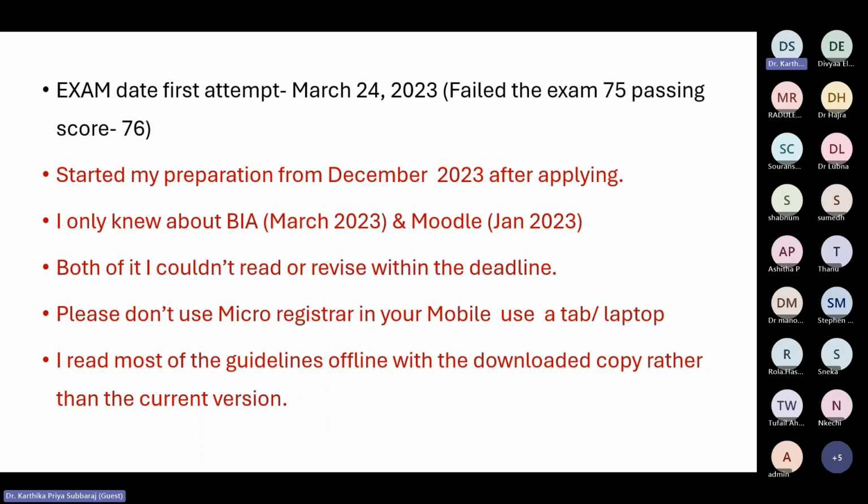Also, I was not practicing in the UK. I was not a microbiologist in the UK at that time. I just joined the department in mid-February, around the 13th of February. Before that, I was not working in the UK as a microbiologist. So that's one of the disadvantages, because you don't know what is going on here.